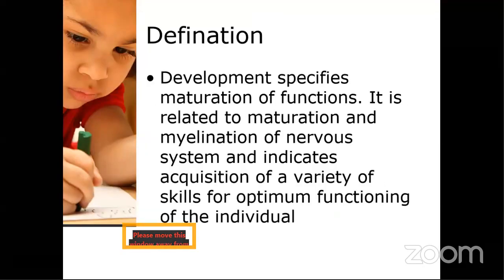Next, when we go for the definition, development specifies maturation of functions. It means that it is related to the maturation and myelination of the nervous system and indicates acquisition of a variety of skills and optimum functioning of the individual. It's the optimum functioning of the individual, not the things.